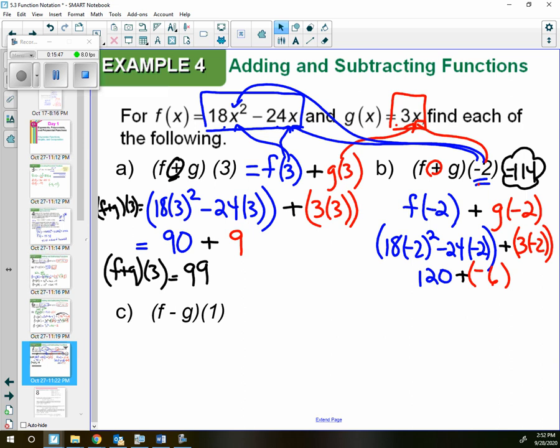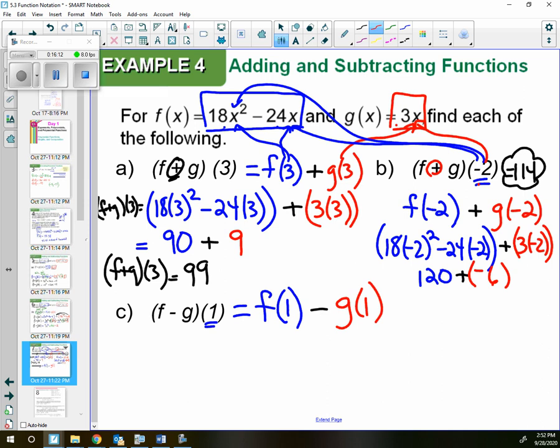All right, so last one. Now we're going to do a subtraction. So remember what it means to subtract two function names. So I'm looking at that minus sign right there. That means I take the first function evaluated at that number. So we're going to evaluate at 1. And then minus, so we're subtracting g of 1. Okay, so we need to do those evaluations again.